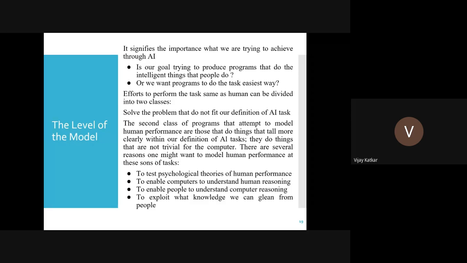But the second category is problems where you need human intelligence, you need human performance. For example, painting. A second example can be machines which cook food. You need some intelligence and so on. So these are the reasons why you want to model human performance at this task.